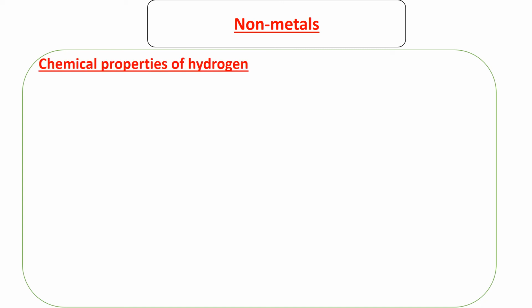Next, we look at chemical properties of hydrogen. First, it has no effect on litmus paper. Remember the litmus paper? When we were studying acids and bases, this litmus paper was used to test if a substance is acidic or alkaline. So hydrogen has no effect on litmus paper. It doesn't change the color of the litmus paper just like acids do, and it doesn't change the color of the litmus paper just like bases do.